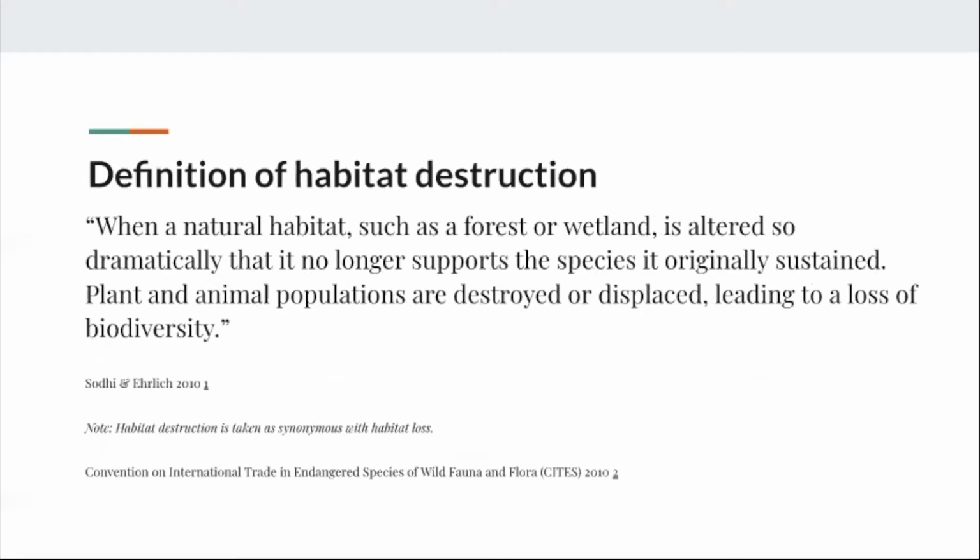Definition of habitat destruction. It's when a natural habitat, such as a forest or wetland, is altered or changed so dramatically that it no longer supports the species that it originally sustained, or the species that were originally able to live in that specific habitat. Plant and animal populations are destroyed or displaced, and this leads to a loss of biodiversity.